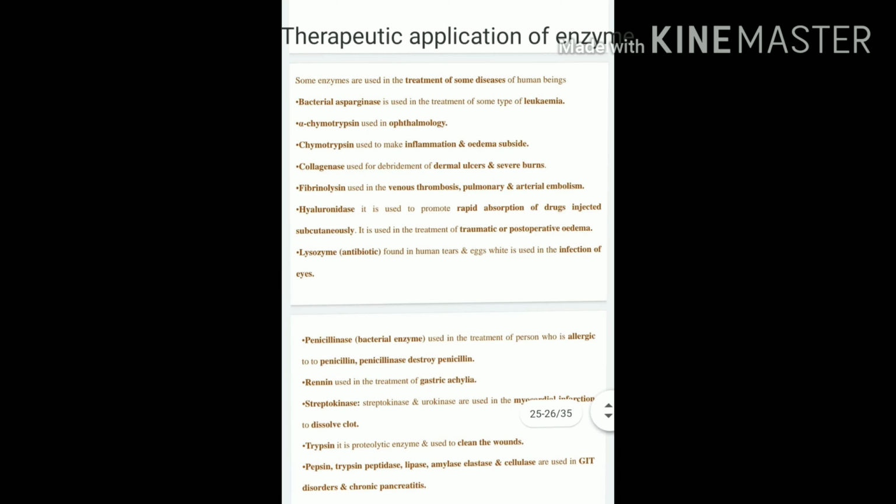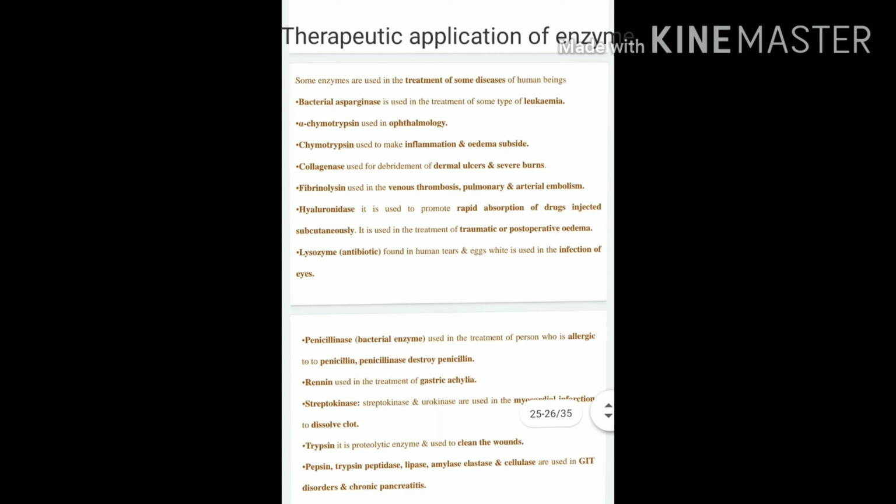Now the fifth topic is therapeutic application of enzyme. Some enzymes used in the treatment of some diseases are as follows. First enzyme is bacterial asparaginase, used in the treatment of leukemia. Second enzyme is chymotrypsin, used in the treatment of inflammation and edema. Third enzyme is collagenase, used in the removal of dermal ulcer and severe burns.